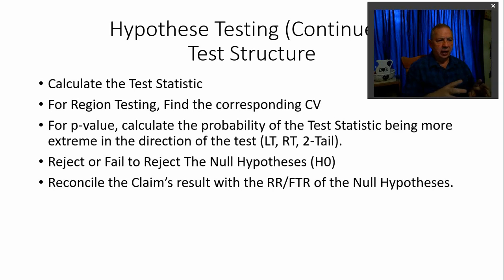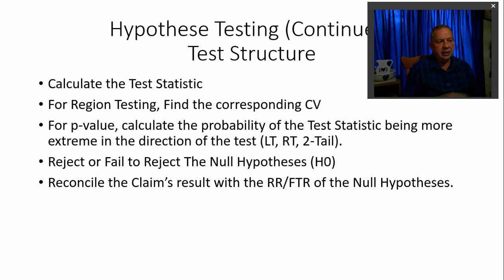And then that separates the rejection region from the fail to reject region. So for p-values, I just calculate the probability of the test statistic being more extreme in the direction of the test: the left-tailed, the right-tailed, the two-tailed. I reject or fail to reject the null hypothesis. I'm always going to reject or fail to reject H0.